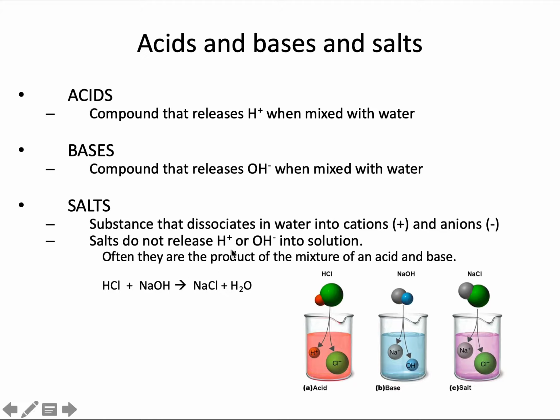And so if you look at HCl, when you dissolve HCl in water, it will dissociate into hydrogen ion H+ and chloride ions. The presence of the hydrogen ions when HCl dissociates makes HCl an acid. If you take sodium hydroxide, it will dissociate into OH- and Na+, and the presence of the OH- makes sodium hydroxide a base.